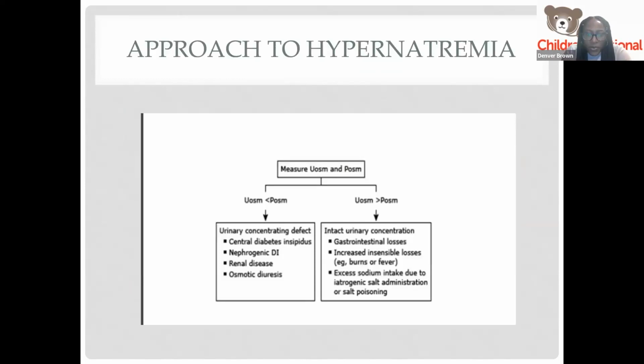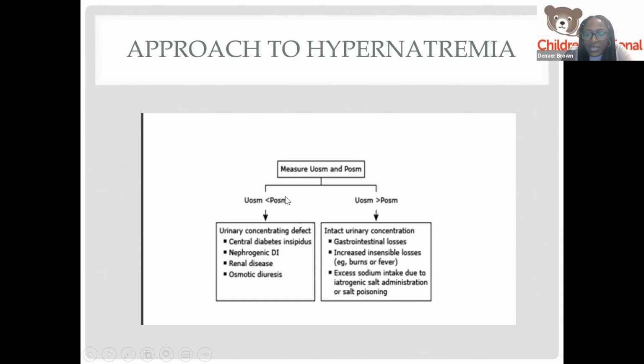Much like with hyponatremia, once you've confirmed that you are dealing with a patient that has a high serum sodium, you want to again get your plasma osmolality and your urine osmolality. You can calculate your plasma osmolality and you send for urine osmolality, and that helps you decide what might be causing your hypernatremia.